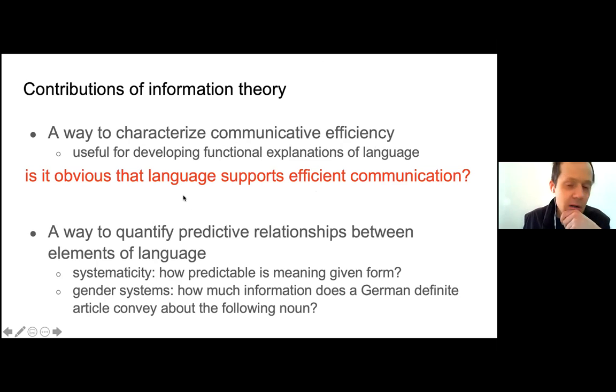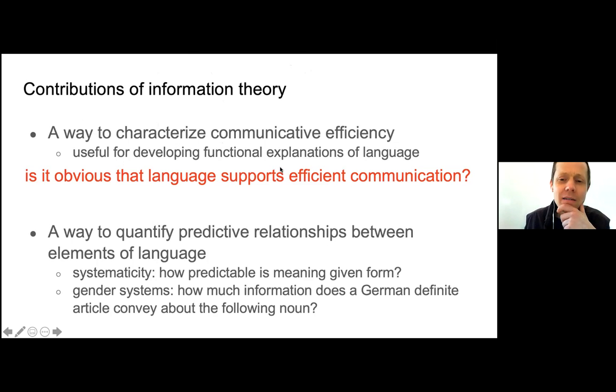Okay, so if we come back to this first contribution, which is the one that, to me, of the 2, it's the one that's most fundamental and most valuable. Sometimes when I talk to people about information theory or I read discussions of this in the literature, there's sort of the feeling that, isn't it kind of obvious that language supports efficient communication? You know, that's what language is for, for many people, but not everybody. So maybe it's not surprising that language supports efficient communication.